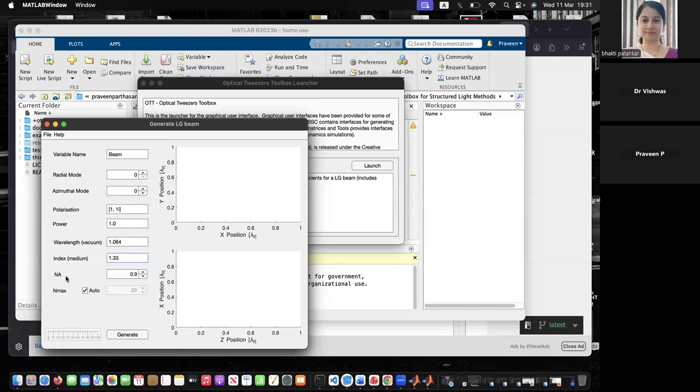And then comes Na. Na is what? Na tells you how strongly your beam is focused, right? So let's set this to 1.2. And Nmax is what? Nmax is telling you how many terms to use in your expansion. So there is monopole, dipole, quadrupole, sextupole, octupole, etc., right? So how many such poles to use? That is Nmax. We'll set that to be auto. There is actually a relation for this, but for our purposes, it's enough to set it to auto. And then we say generate.